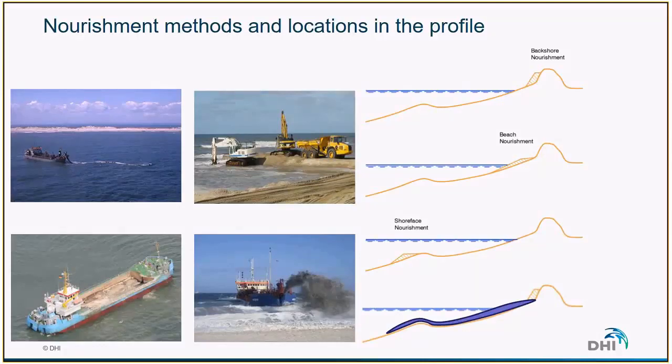We can also have beach nourishment, which is typically used to increase the width of the recreational area. And we can also have a shoreface nourishment, which results in strengthening of the outer part of the profile, usually on the sea side of the bar, which will typically lead to a strengthened profile and also contribute to the littoral budget.